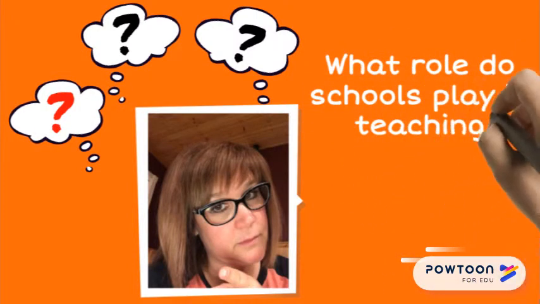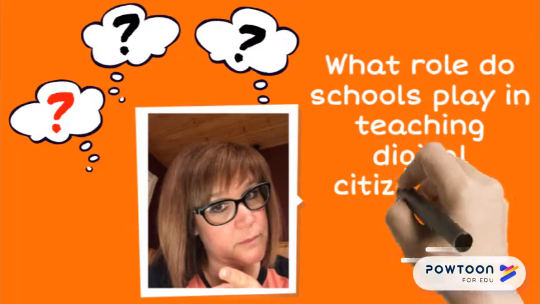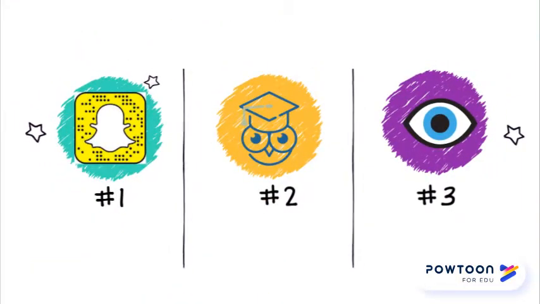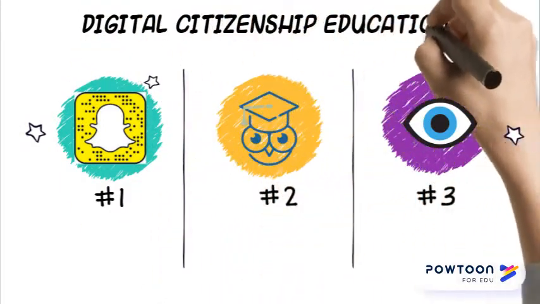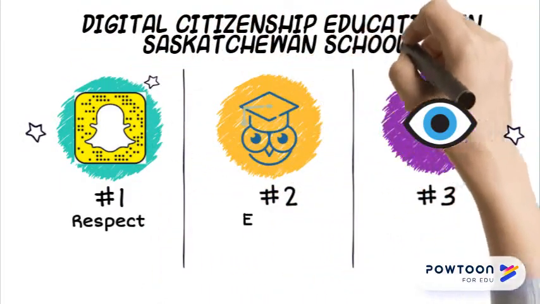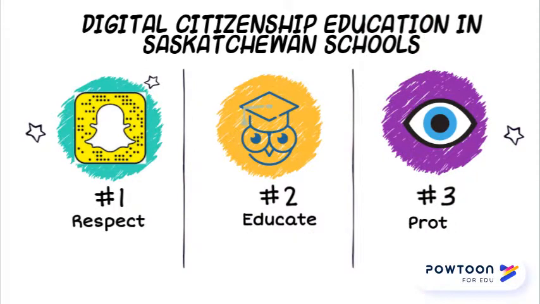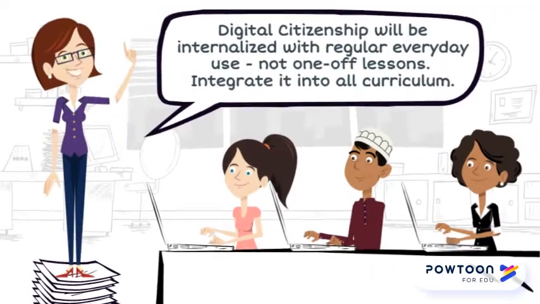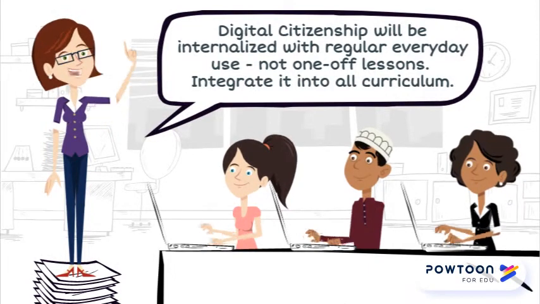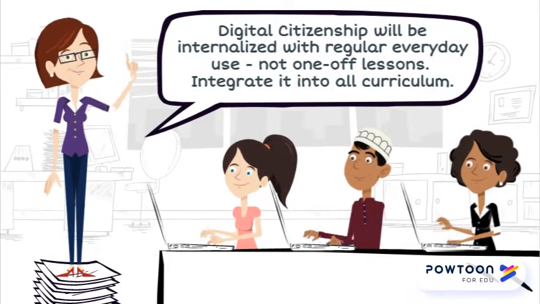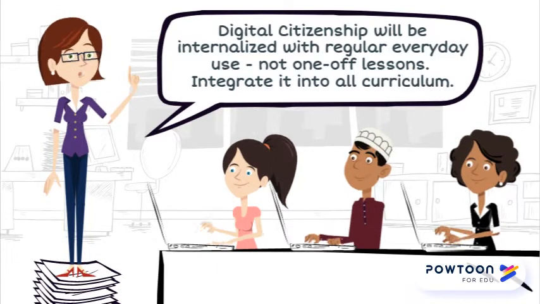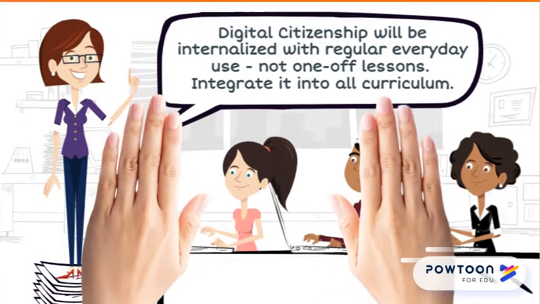What role do schools play in teaching digital citizenship? The document Digital Citizenship Education in Saskatchewan Schools groups Ribble's elements into 3 areas to focus on with students: respect, educate, and protect. Students need a safe space to learn and practice positive digital citizenship. Even adults have trouble with the gray areas, so imagine how our students feel. One-off lessons don't cut it. Integrate this learning into all curriculum.